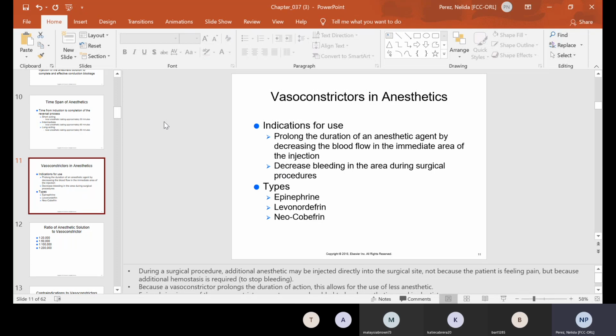Vasoconstrictors and anesthetics. Indication for use: prolong the duration of an anesthetic agent by decreasing the blood flow in the immediate area of the injection, and decrease bleeding in the area during surgical procedures. So the main one is epinephrine. You're going to see that a lot in the office. So in surgery cases, as I mentioned here, they use it a lot because it helps decrease the bleeding, so that way the doctor can work in a field that he can see, because he needs the field to be clear. Now, will there be bleeding? Of course, but it just helps decrease it.